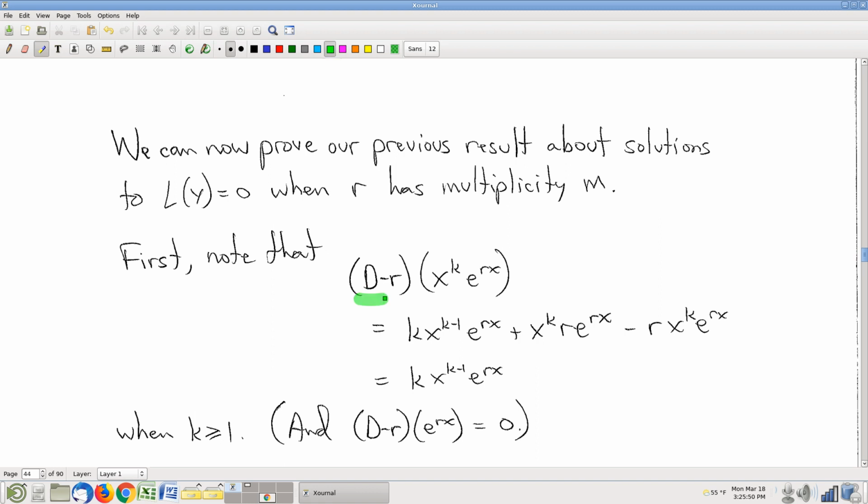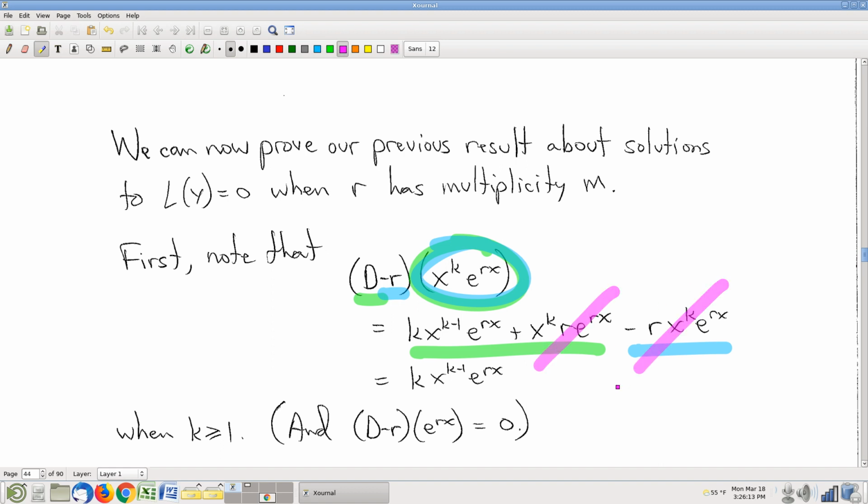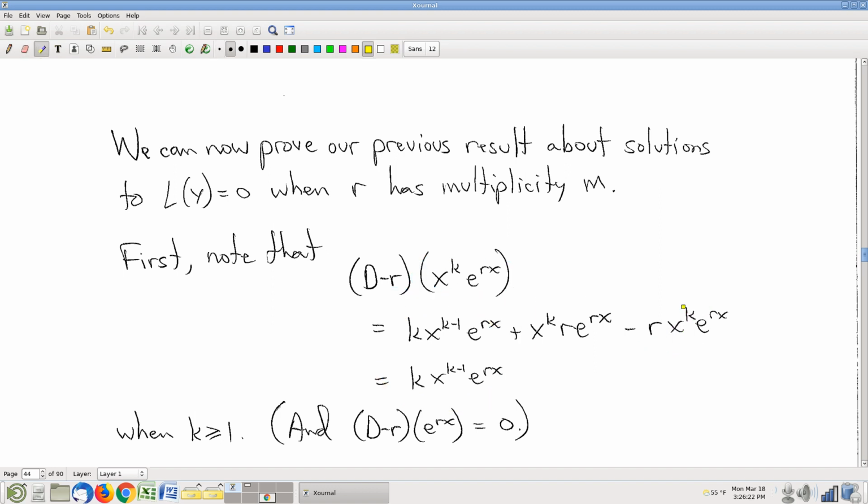What does d do to that function? Well, d means derivative. Product rule. Right? Just take the derivative with the product rule. Nothing hard there. What does minus r do to this thing? Well, it multiplies by minus r. And you can see right here that that cancels with that, and as claimed, we're left with just that one term. Easy little calculation.